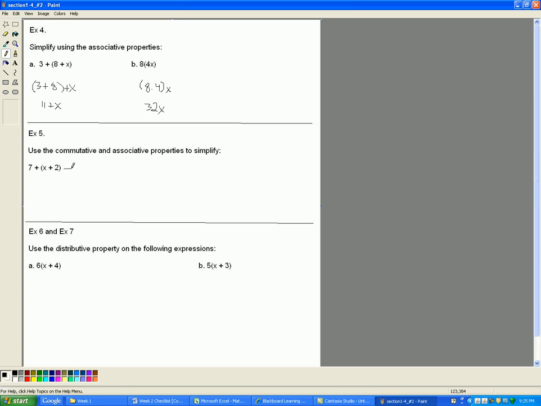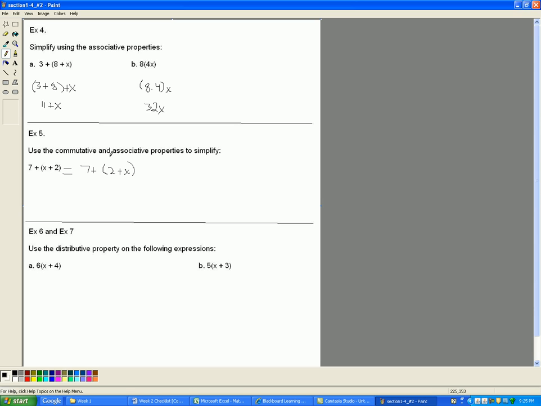The first thing we'll probably want to do is change this around so that we can use the commutative property so we get the two numbers right next to each other. So the first thing I'll probably do is say 7 plus parentheses 2 plus x. Now these still equal the exact same thing. I just used the commutative property to change the location of the two values inside the parentheses.